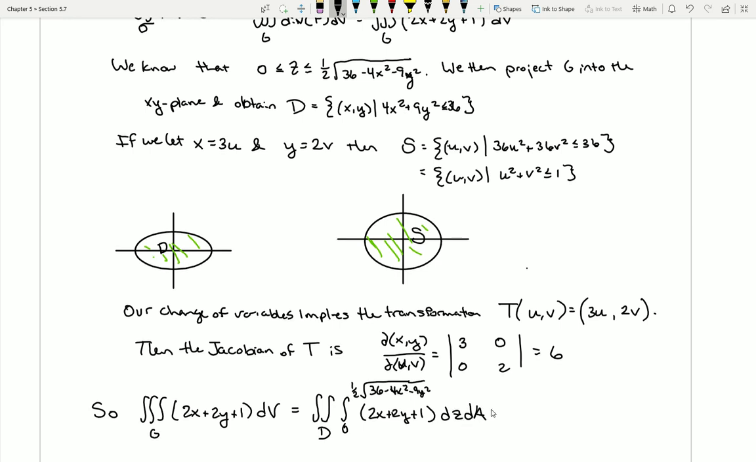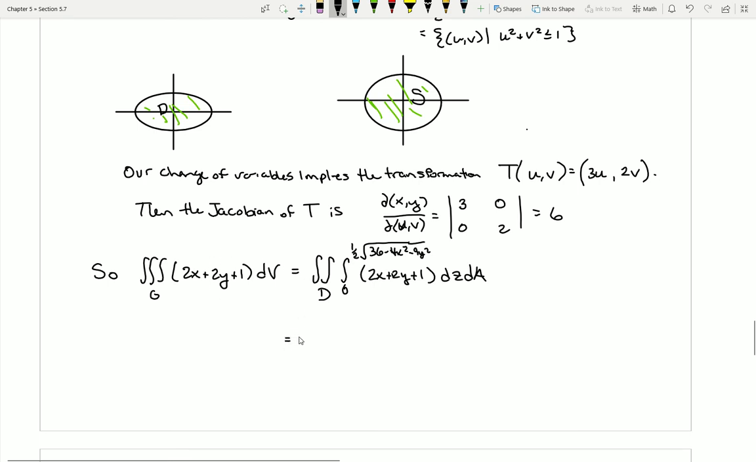But with our transformation, we could reestablish this as a double integral over S. We could change our bounds here to be in terms of u's and v's. Notice that would give me an upper bound of a square root of 36 minus, remember x again is 3u, so I'm going to get 36u squared minus 36v squared.